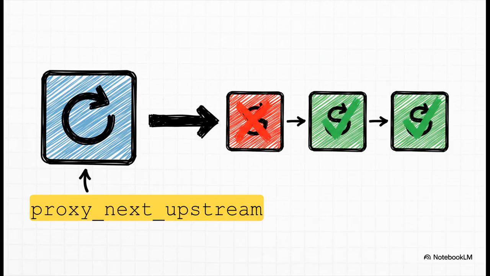And this is the ultimate safety net. It's called proxy_next_upstream, and it's basically an automatic retry button. It's what tells NGINX, hey, if you run into one of these specific problems with the first server, don't just fail. Automatically try the request again on the next server in line.